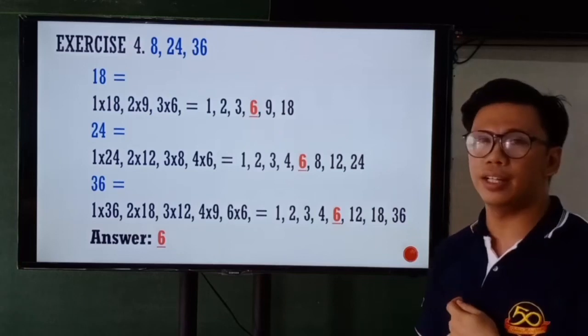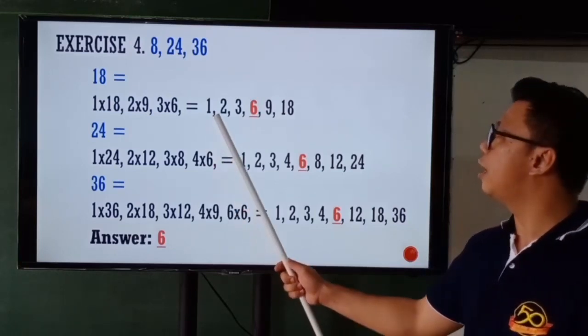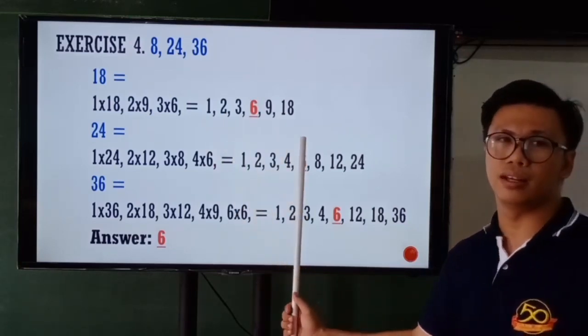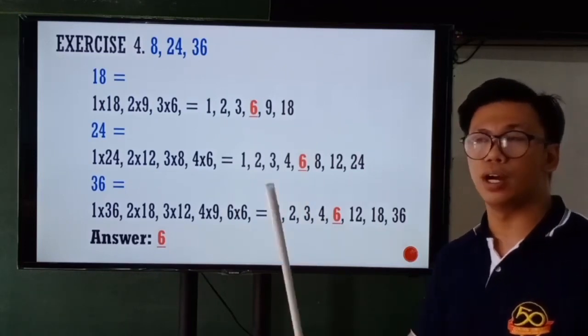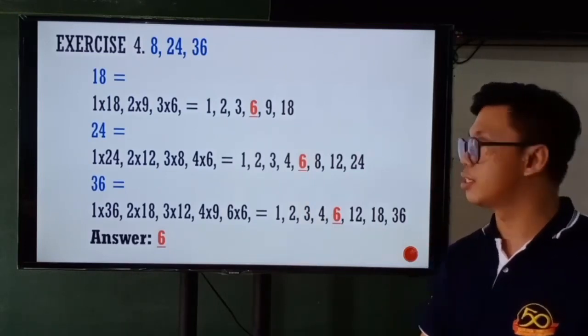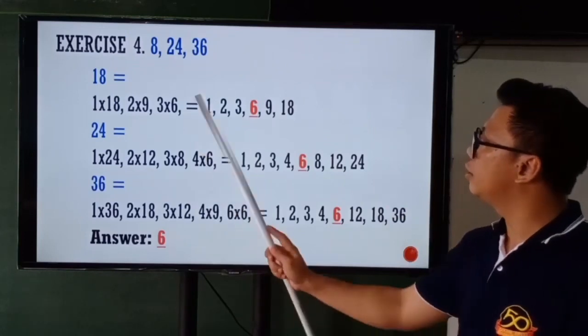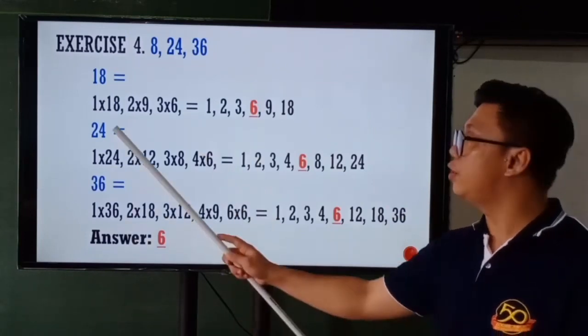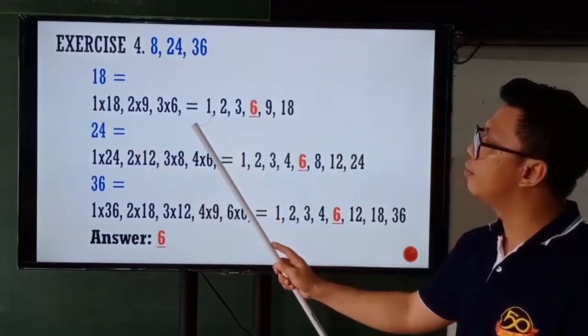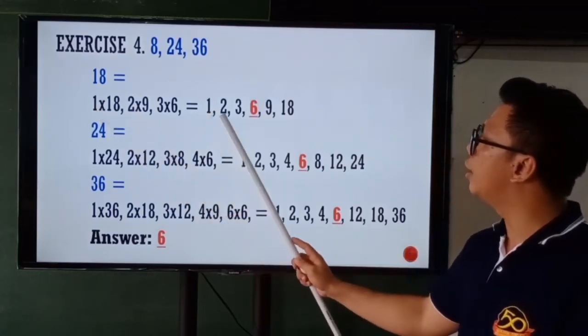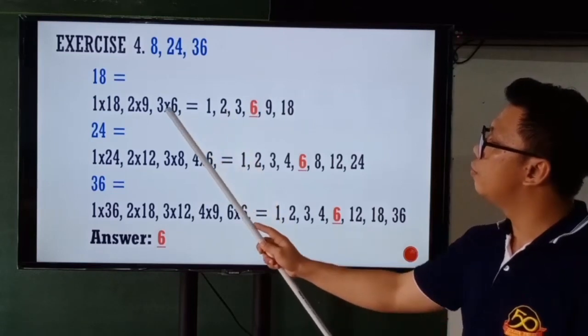We will list the numbers in ascending order. Ascending means writing a number from smallest to largest. Okay, let's start. What is the smallest number? We have here 1, so we will write 1. What's next to 1? We have 2. We will write 2.